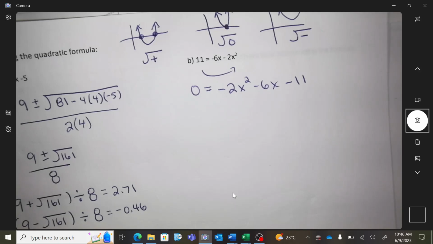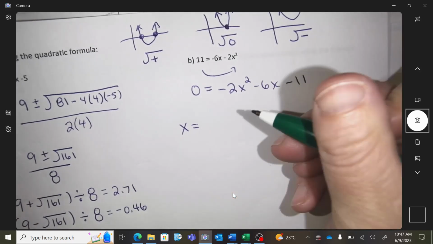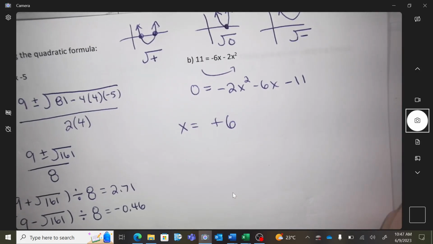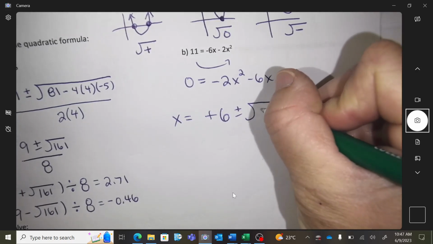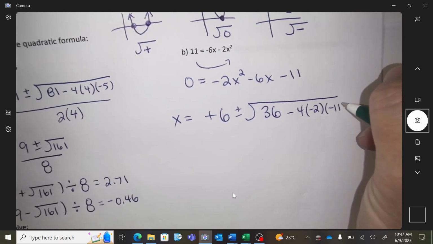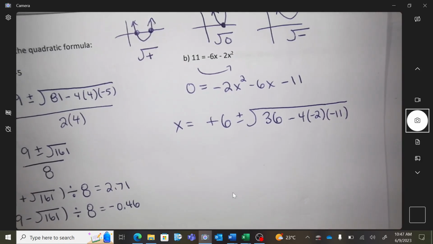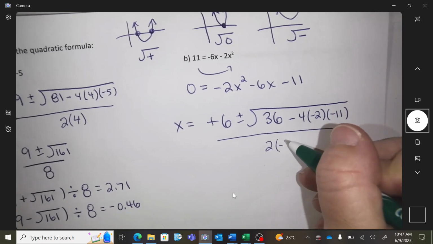I'm also just flip-flopping some stuff around there because I like A, B, C. I like to look at it like that. All right, now you can go into it. So x equals negative b, so positive 6, plus minus the square root of b squared, so 36, minus 4ac, all over 2 times a.